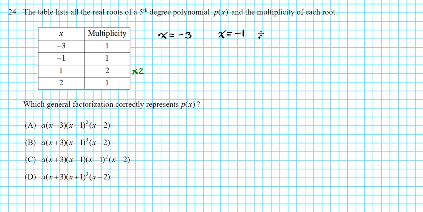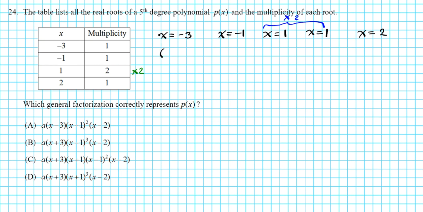How do we capture that? We're going to write x equals 1 and another x equals 1. Okay, reflecting that multiplicity of 2. Okay, shows up twice. Multiplicity of 2. And then the last root is x equals 2 with a multiplicity of 1, so it shows up once. Now, in order to write this in factored form, we'll set every term equal to 0.